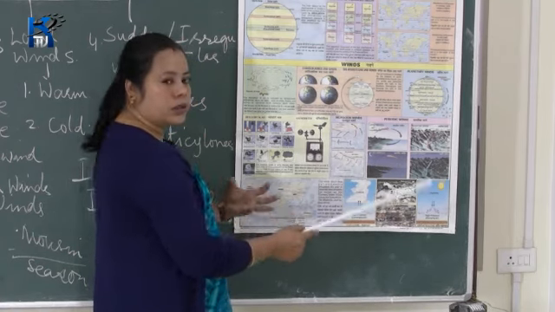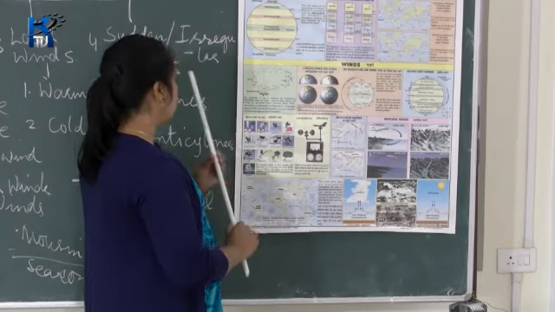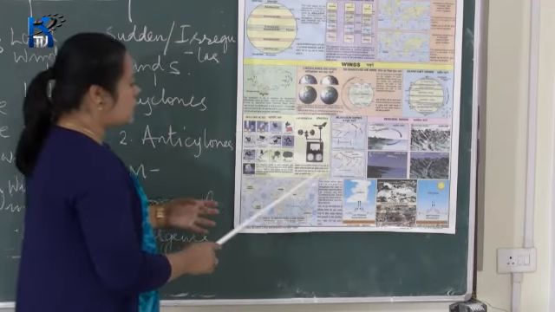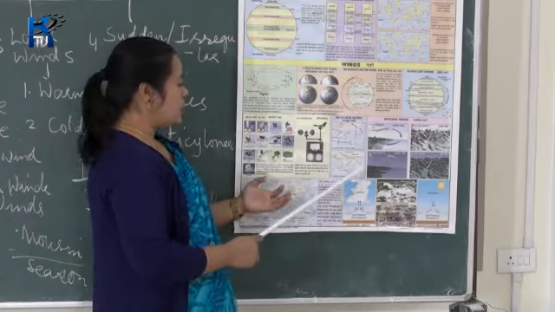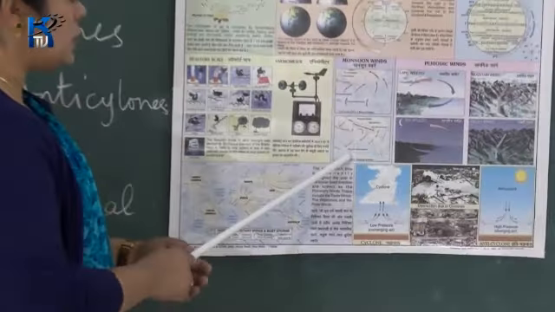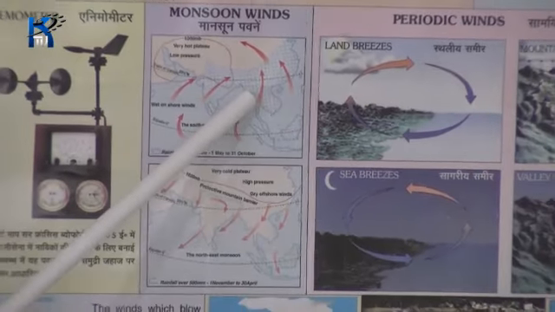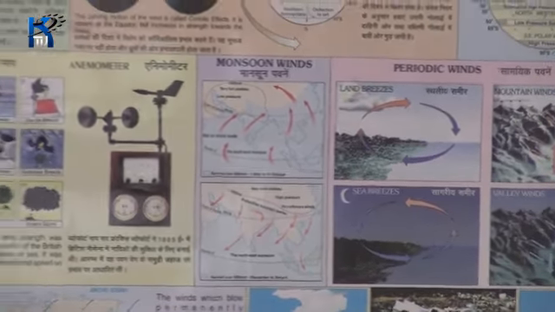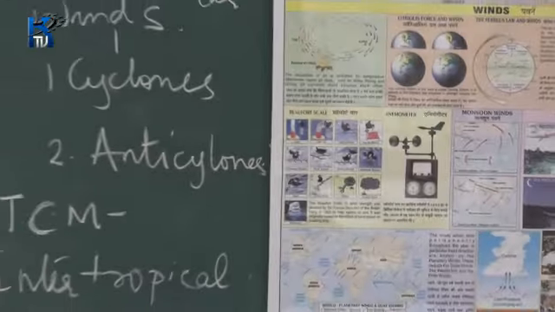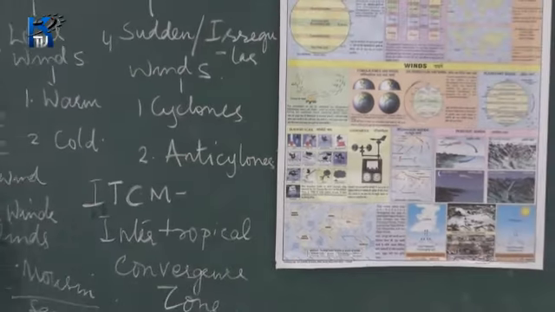As I already told you in the earlier part, wind gets its name from its direction. So it is blowing from the northeast. That is why this monsoon wind. Winter monsoon is the northeast monsoon, and summer monsoon is the southwest monsoon. Then there are mountain winds and valley winds.